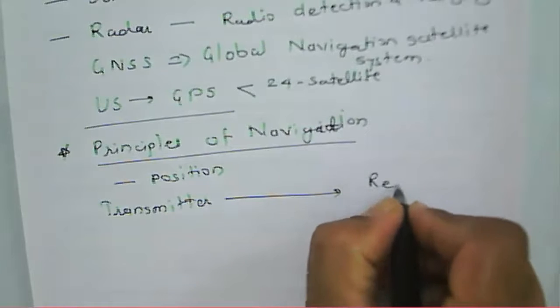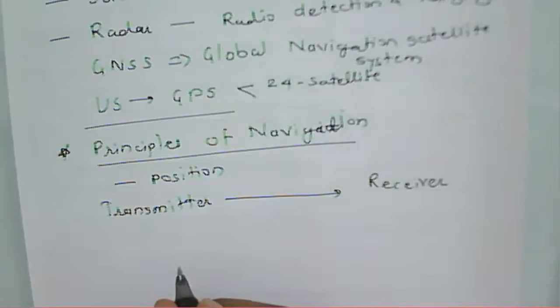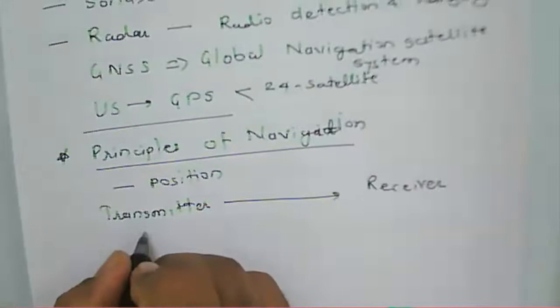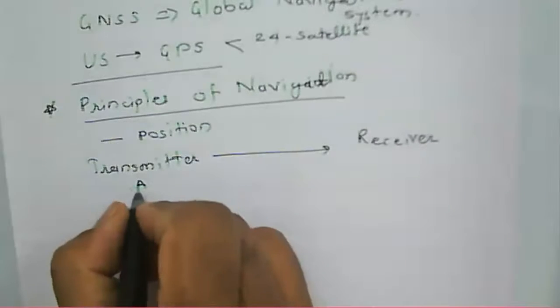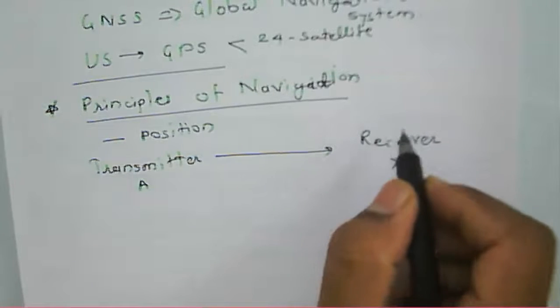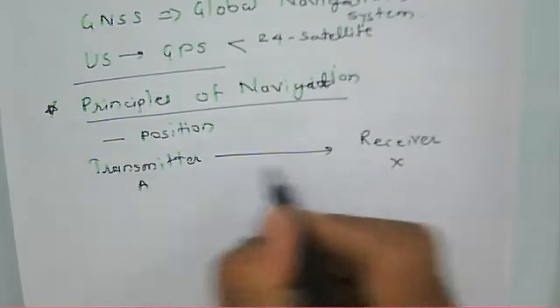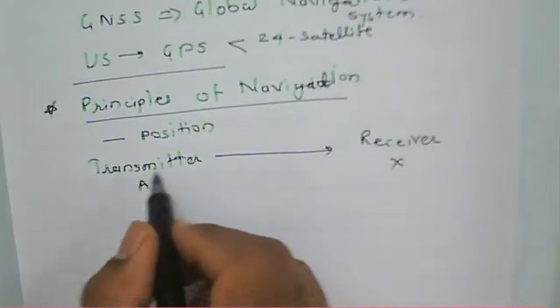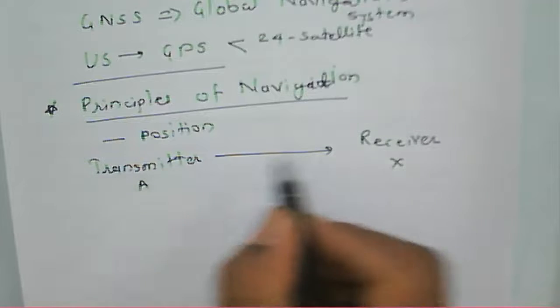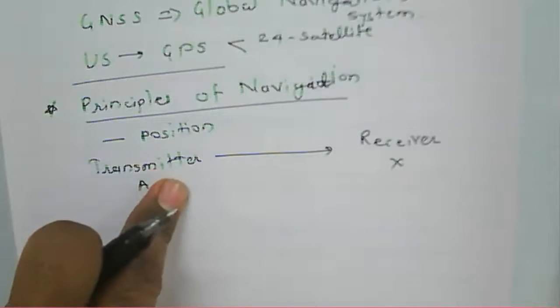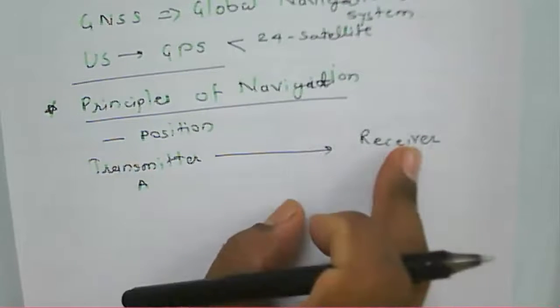Then we have a receiver at some particular place. Suppose the transmitter is at place A and the receiver is at place X. The transmitter transmits some signal and the receiver receives the signal transmitted from this transmitter. Then we can calculate the distance of the signal transmitted from the transmitter to this location.